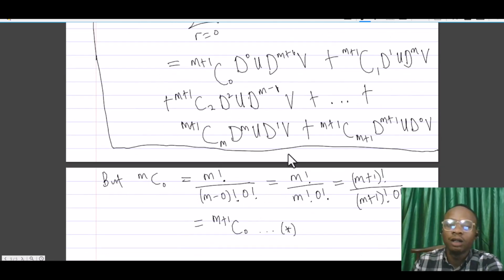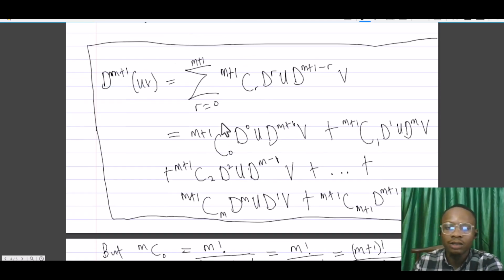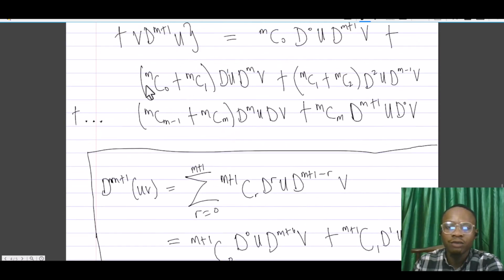Okay. So for the coefficients we have left, we have m combination 0 plus m combination 1. We have m combination 1 plus m combination 2, up to m combination m minus 1 plus m combination m. You just see that what we have here is m combination this. We have 0 here plus 1, it gives us this. This is 1 plus 1, it gives us 2. This is m minus 1 plus 1, it gives us m. So we observe that pattern.